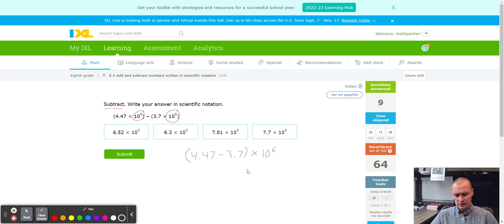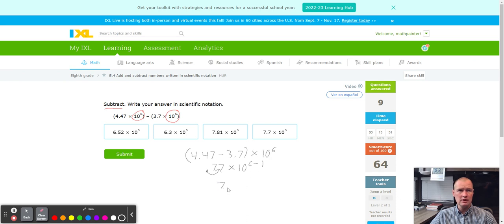All right, so once again, I'm going to use a calculator. 4.47 subtract 3.7. And this one's going to be interesting because it's going to give us 0.77 times 10 to the 6th power. Now, in scientific notation, you always need one number to the left of the decimal. Notice we got 0 numbers to the left of the decimal. So what we're going to do is move the decimal over 1 place, and when we do that, we're going to go ahead and subtract a 1 from the exponent.